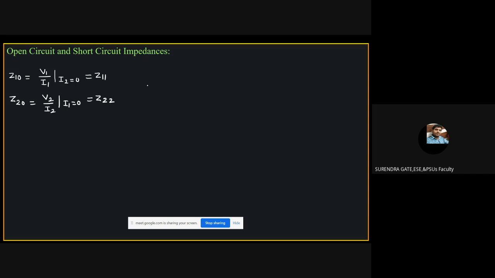Then what is short circuit impedance? The short circuit impedance at the input port is V1 by I1, but by making V2 equal to 0. Actually, this formula is 1 by Y11, since Y11 is I1 by V1. That's why it is equal to 1 by Y11. This formula is already given.